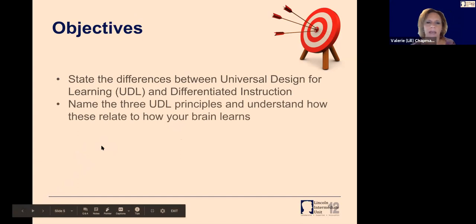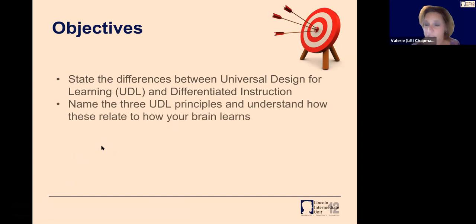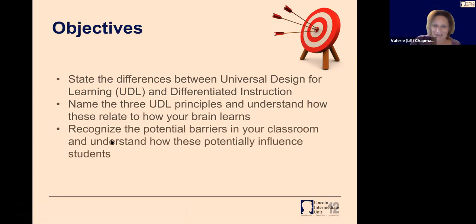I'm also going to go over what the 3 UDL principles are, so again, that basic information, and how they relate to how your brain and all your students' brains learn. And there is going to be an interactive thing you're going to have to do for me. You won't have to talk. And at the end, I'll talk about some potential barriers in your classroom and how those could influence your students. Right now, with the mix of whatever type of learning you're doing, there are going to be additional barriers. If you're in a face-to-face classroom, of course there are certain barriers, but in remote learning, that presents a whole new set of barriers.